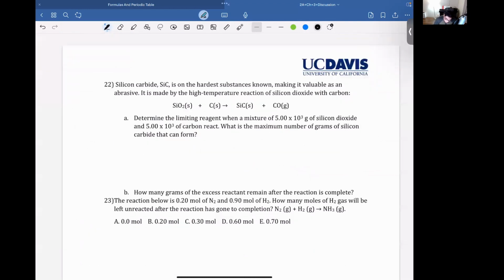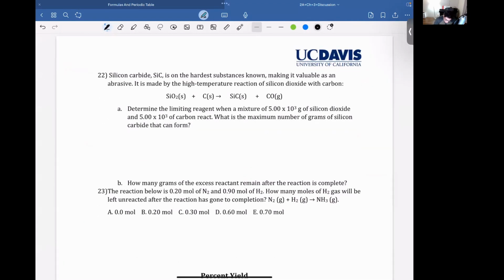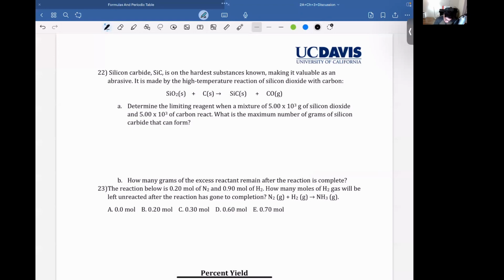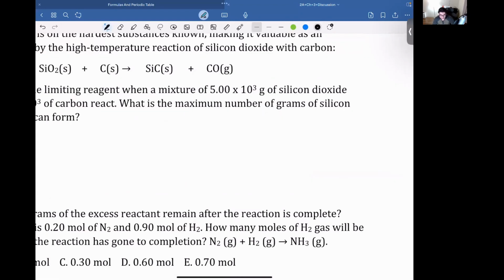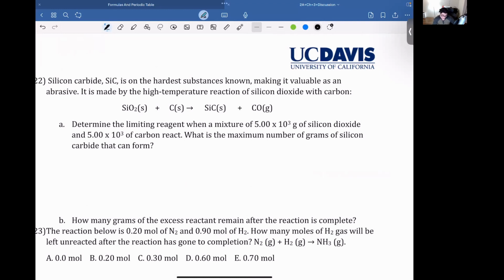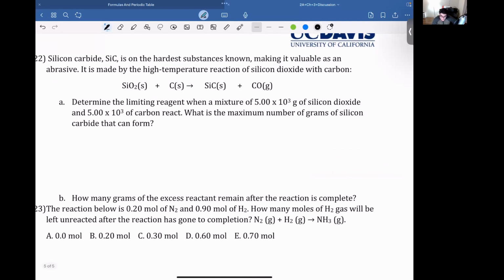So we have these ones next. It says silicon carbide is one of the hardest substances known, making it valuable as an abrasive. It is made by the high temperature reaction of silicon dioxide with carbon.